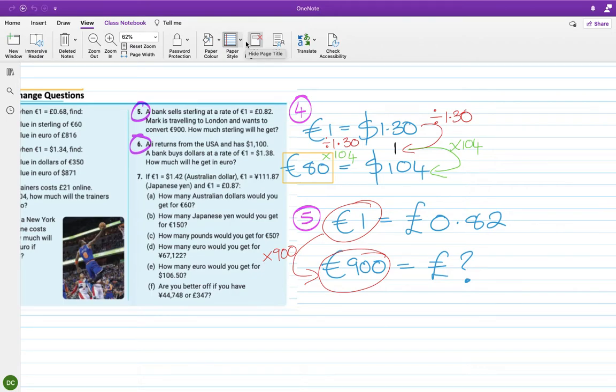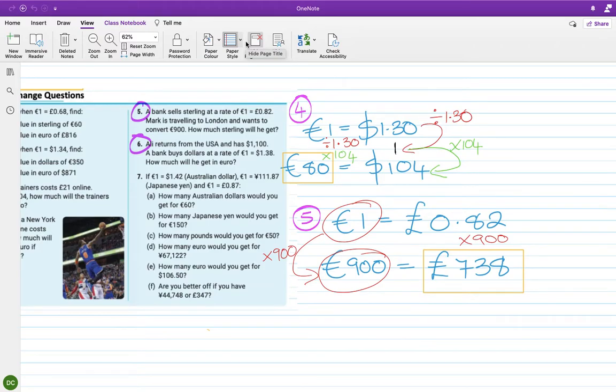Okay, I'm back. So we were trying to go from €1 to €900, which is an easy transition, so we don't need two steps. So just multiply by 900. Then you apply that on the other side. So 0.82 multiplied by 900 is 738 pounds sterling. And there's your answer.